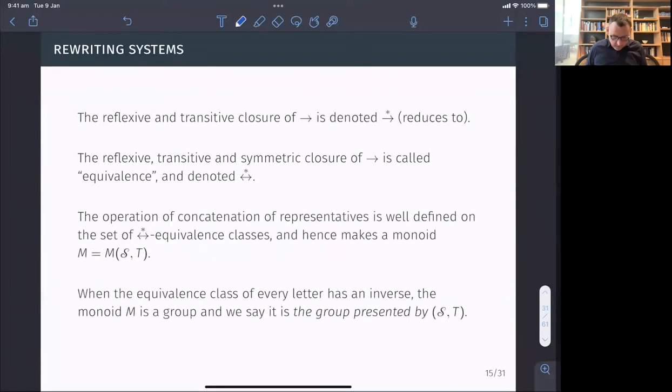Let's put all this on one slide. The reflexive transitive closure is arrow star, so you're allowed to apply a bunch of rewriting rules to get from here to here. The symmetric transitive reflexive closure is an equivalence between strings, and the operation of concatenation of representatives is well defined on the set of equivalence classes and gives us a monoid. So the elements are equivalence classes with rewriting and concatenation. In addition, when the equivalence class of every letter has an inverse, the monoid that we get out of the rewriting system is a group, and we say it's the group presented by the rewriting system.